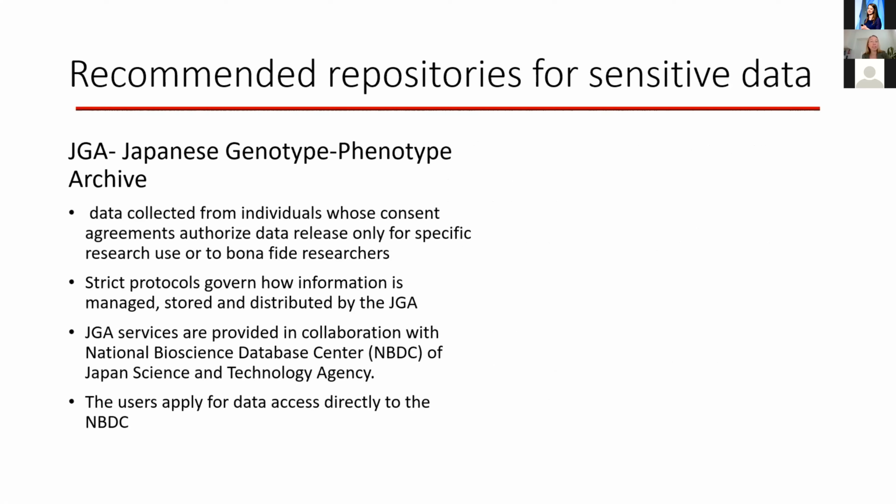Then there is also a Japanese archive, the Japanese Genotype-phenotype Archive, which is very similar to the European one. It is provided in collaboration with the National Bioscience Database Center of the Japan Science and Technology Agency, and the users apply for data access directly to the NBDC.